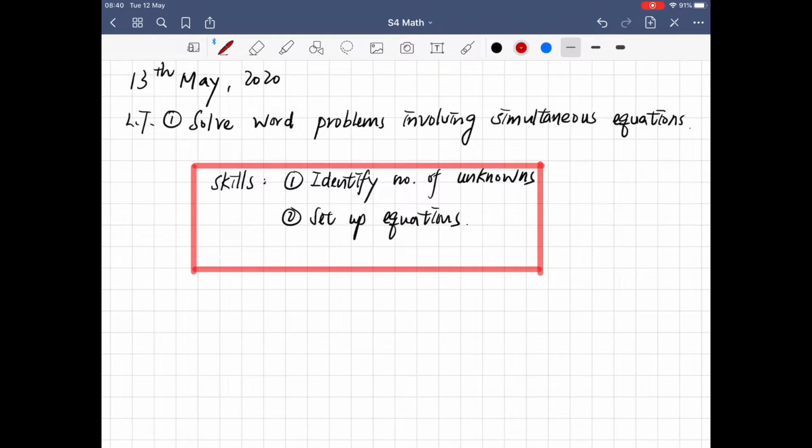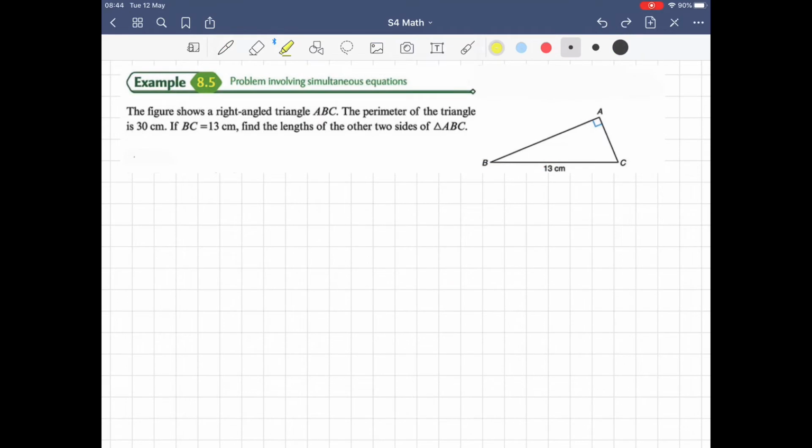The first step you have to do is to identify the unknowns and number of unknowns in the questions. And the second one is you have to set up equations related to the information stated in the questions. Okay, so for example, if you identify two unknowns in the question, that means you have to set up two equations. And this is the rule. And I'll give you two examples.